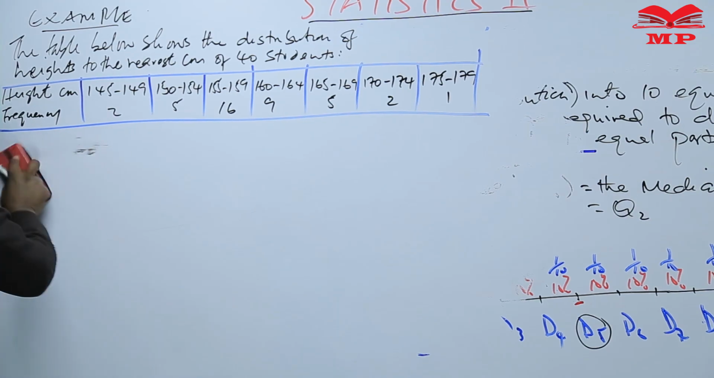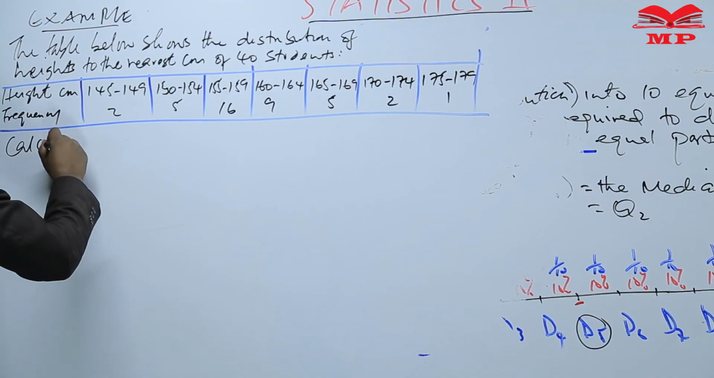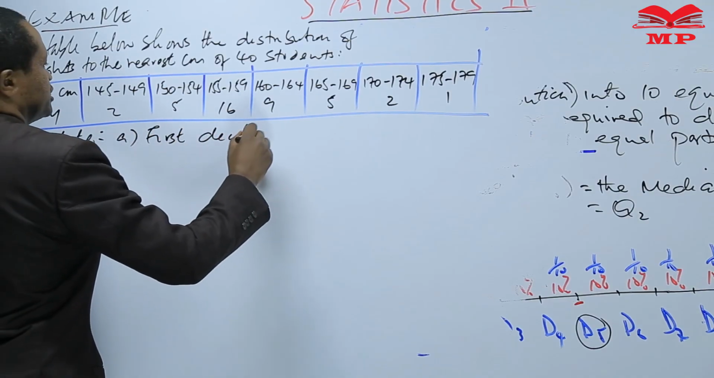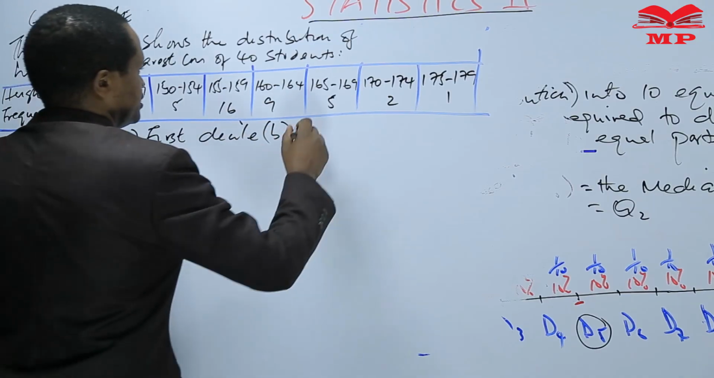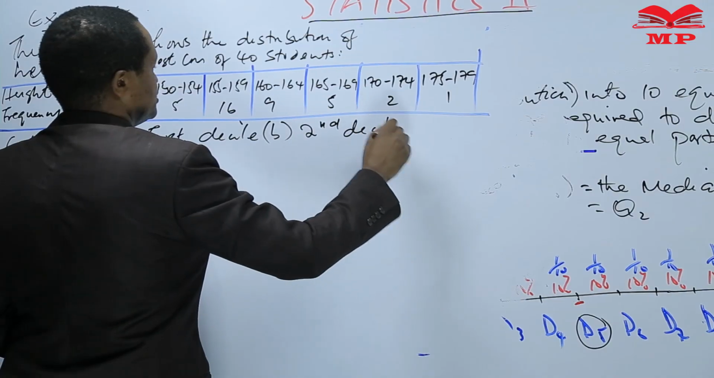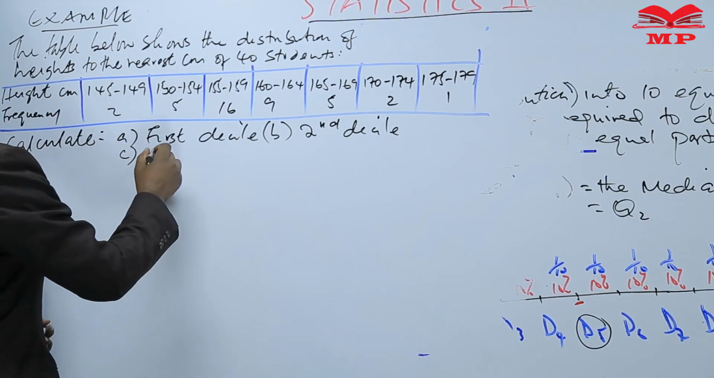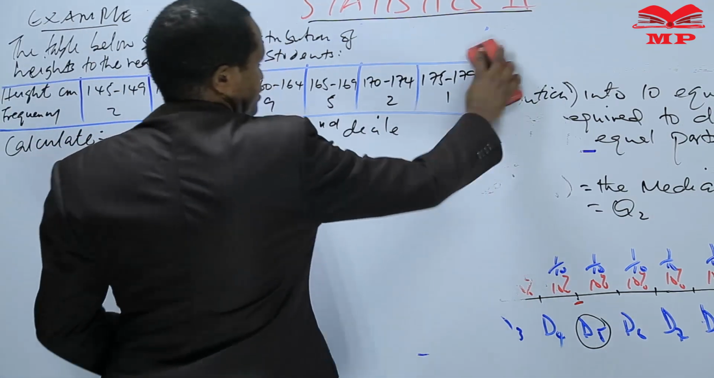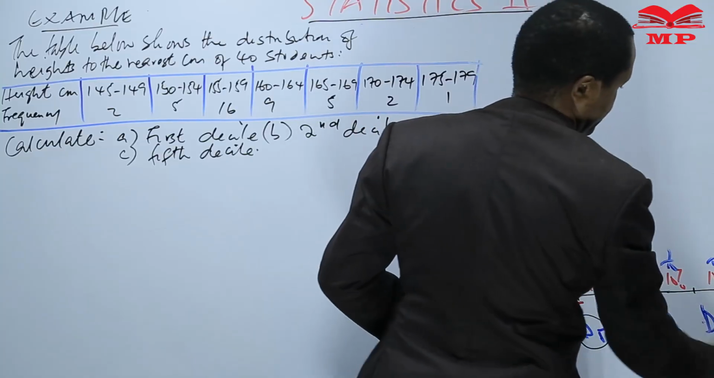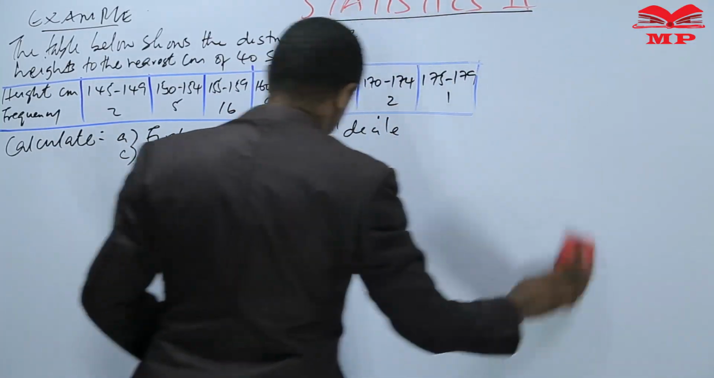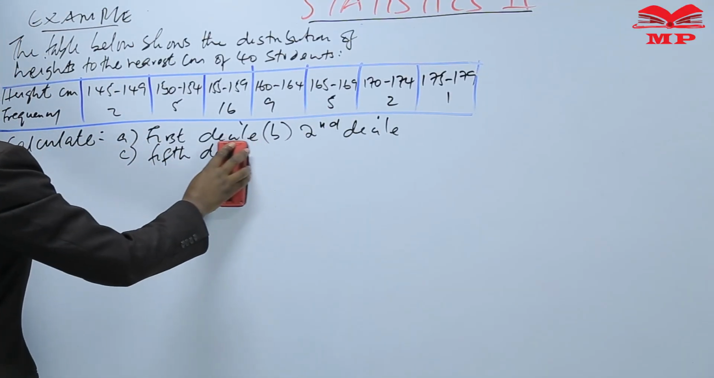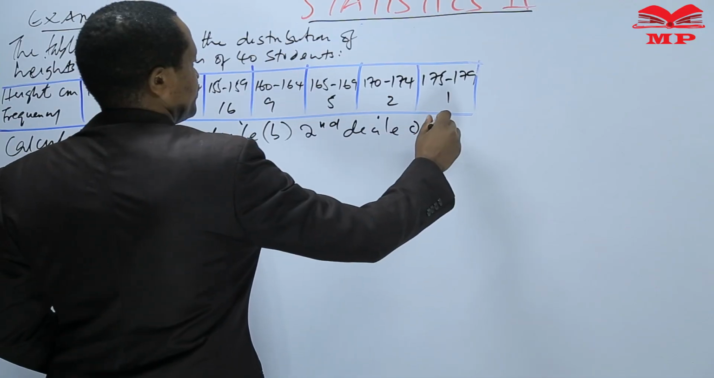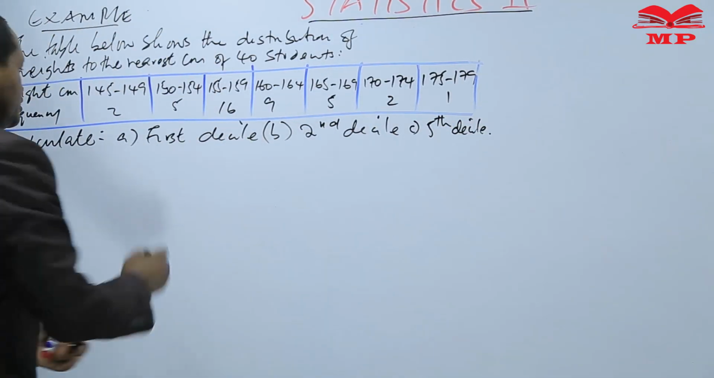Let me just say, calculate: A, the first decile; B, the second decile; then C, the fifth decile. Here is the answer.